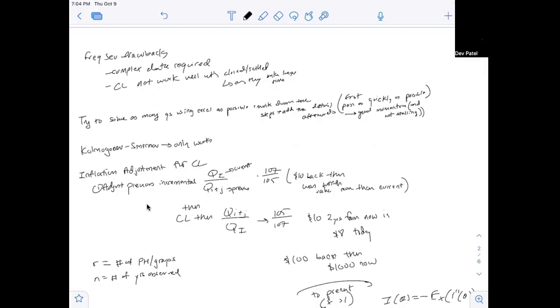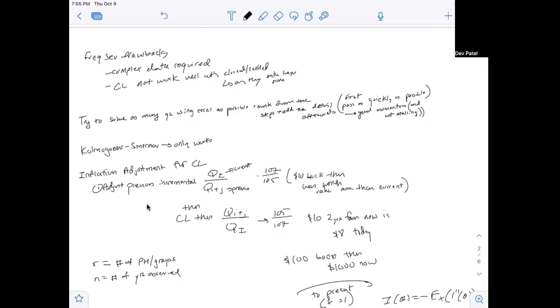Now, when you're doing inflation adjustment for CL, there are 3 different steps, and you want to make sure you don't forget any of these. First is you adjust the previous incremental to the current. So you do Q_I over Q_(I+J). If it's 2 years before, then your Q_I, or your current, would be greater than your Q_(I+J), so something like 107 over 105. And then you convert those to cumulative. Then you do your entire CL.